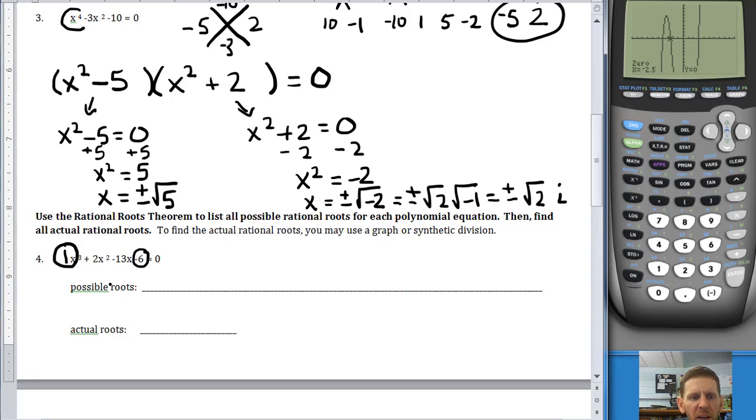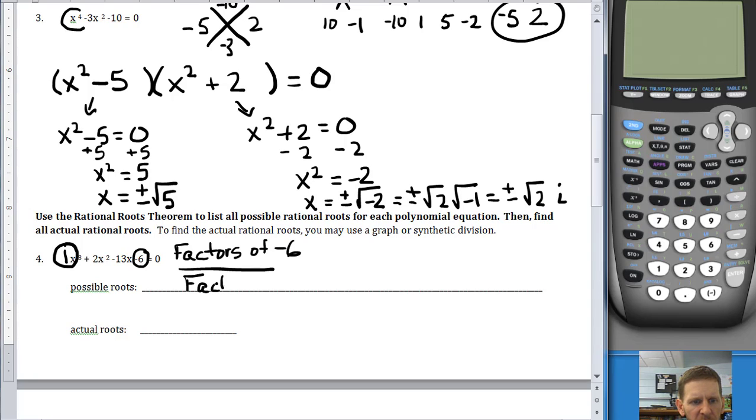We already have that. Possible rational roots, if there's any nice numbers for x that would give us 0, are going to come from factors of this negative 6 over factors of this 1. So we're going to list the factors of negative 6 in the numerator, and we're going to put the factors of 1 in the denominator. Now it doesn't actually matter if you use 6 or negative 6, because they include the same factors, which are plus or minus 1, plus or minus 2, plus or minus 3, and plus or minus 6. In the denominator, the only factor of 1 is plus or minus 1.